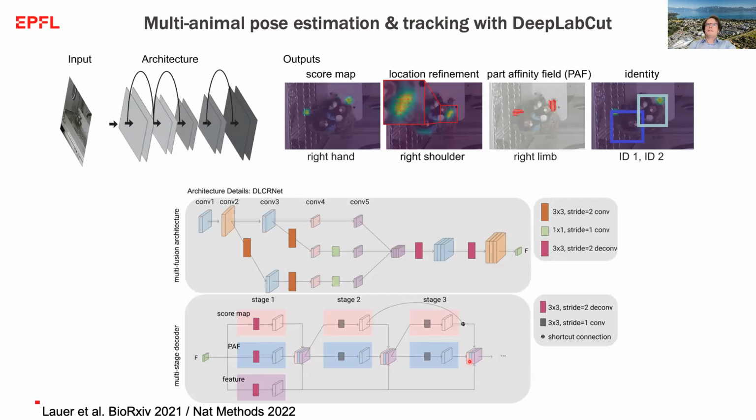But in DLC 2.2, you can use DLC-RNet or, of course, other backbones. And you can also combine this multi-stage decoder with other backbones or not use a multi-stage decoder at all. Although we find best results with this architecture that we introduced in this paper.